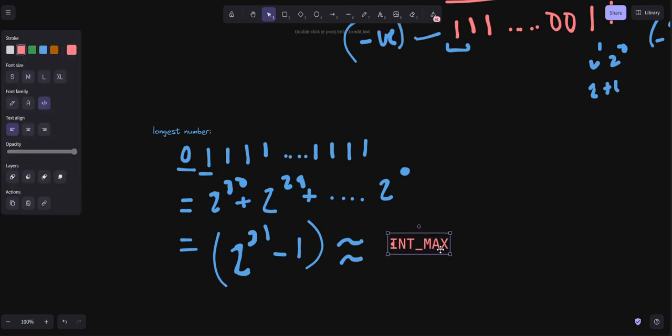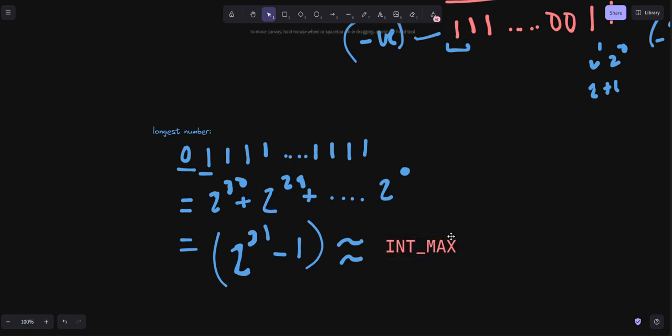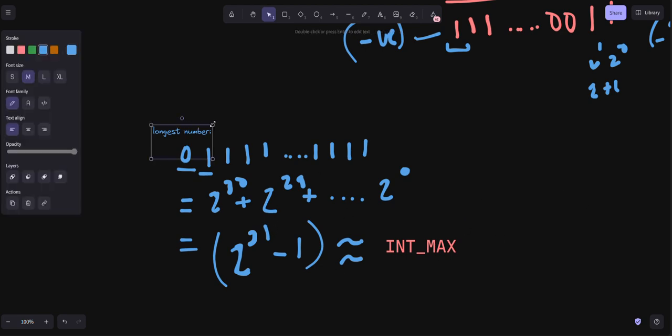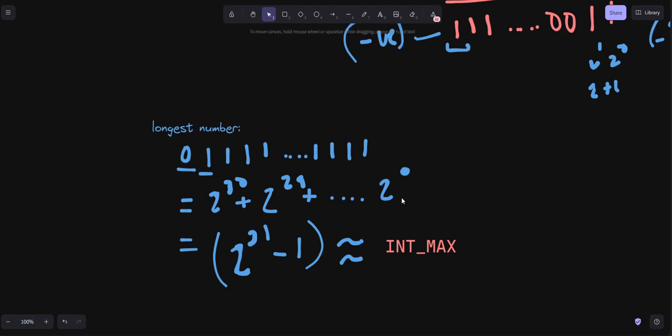Whenever you write int max in a question, you are assuming that the number is the maximum. So this is what the value of int max is, basically. I thought it's a really interesting thing to know. That's why I was telling you, it's good to know this term.